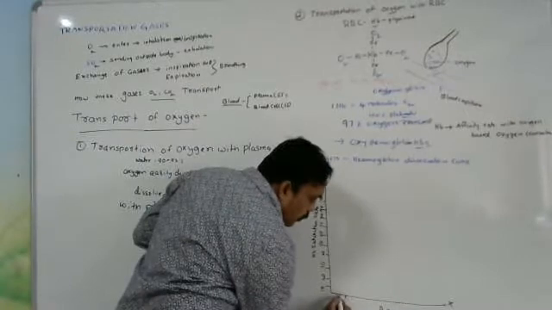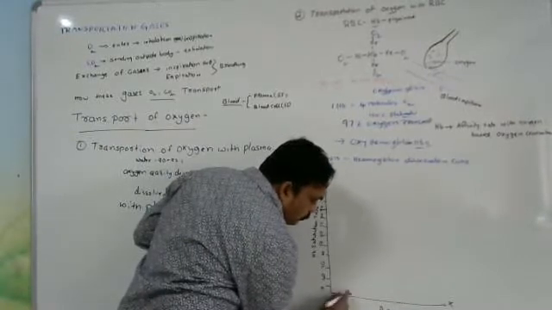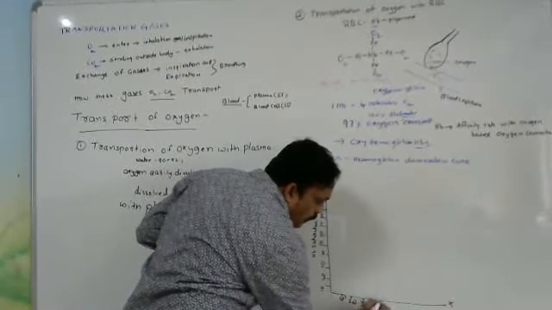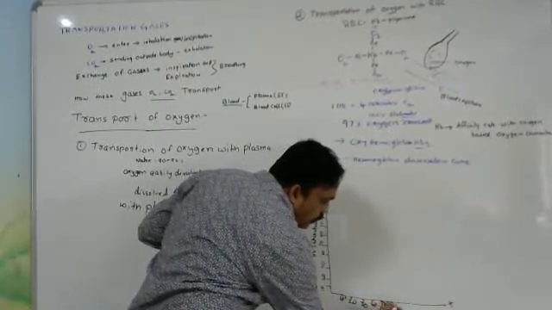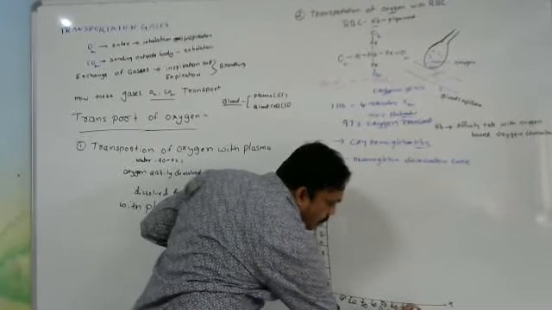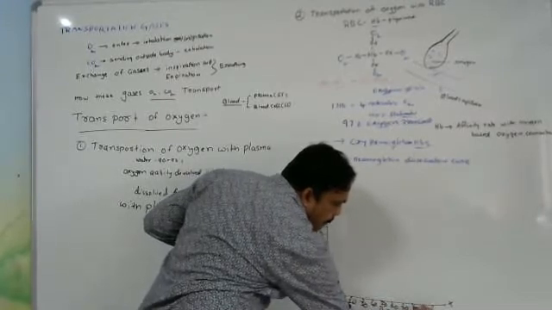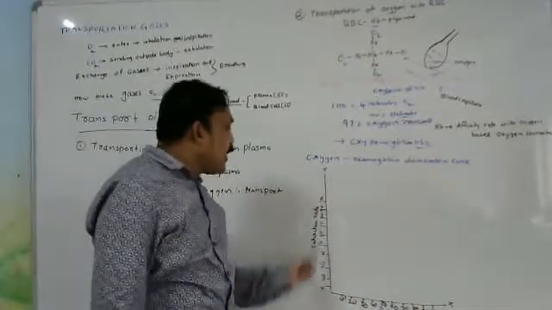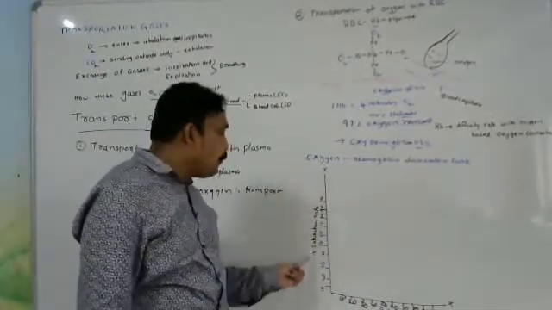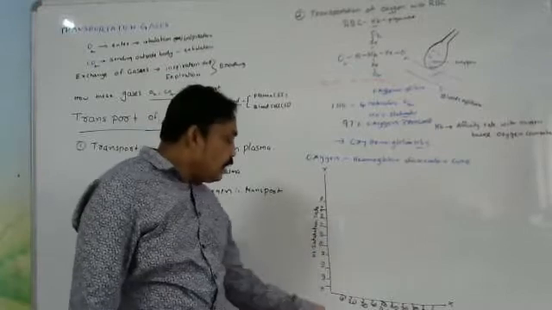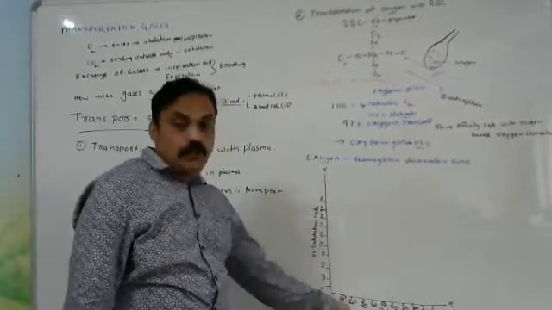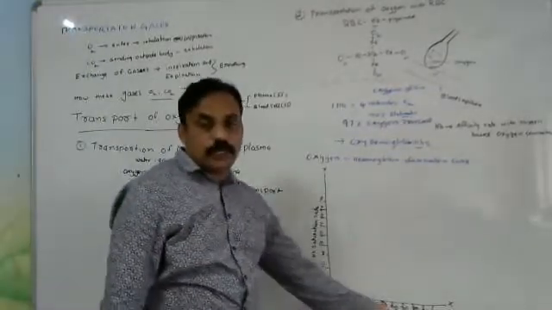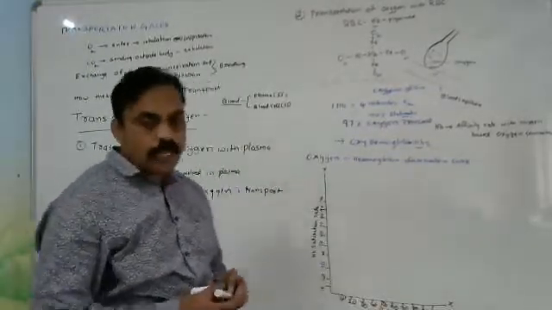On the x-axis you have to take 10, 20, 30, 40, 50, 60, 70, 80, 90, 100. So what did we take on the y-axis? Hemoglobin saturation rate. On the x-axis we are taking PO2. PO2 means partial pressure of oxygen.